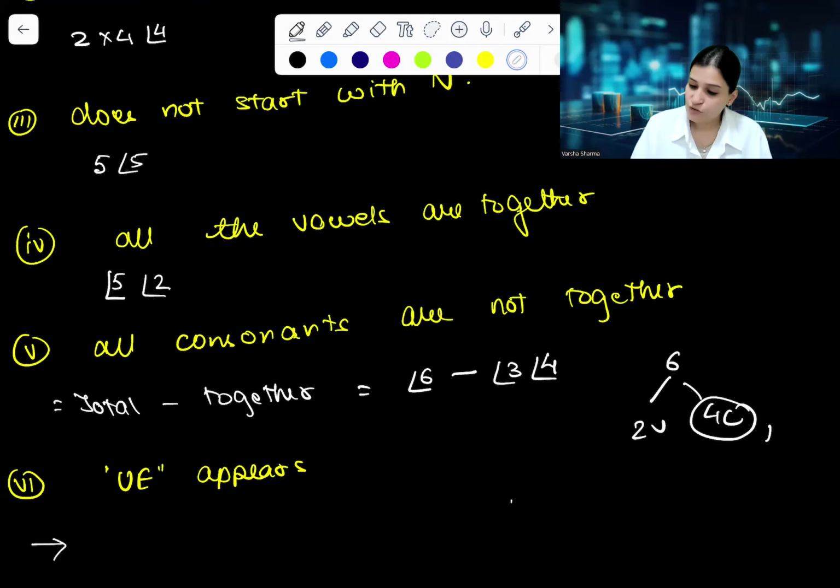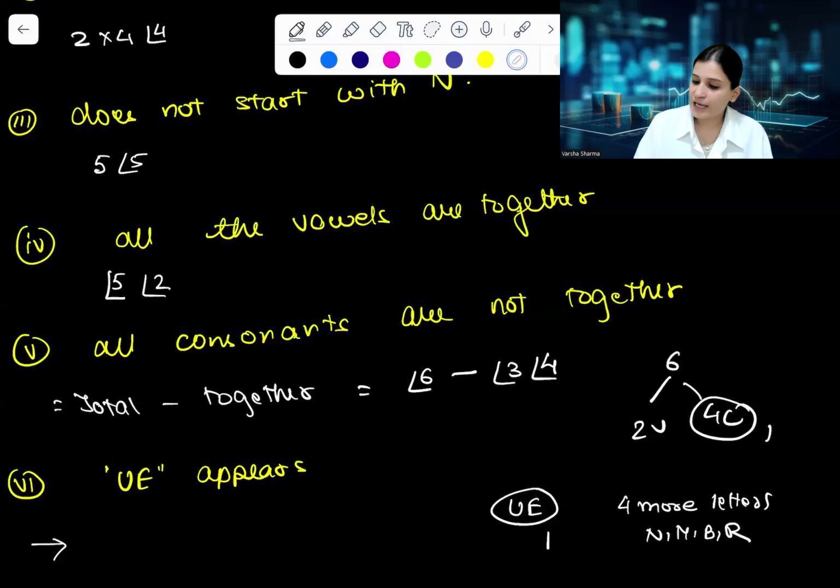UE appears. So UE will be formed as a bundle. After that, there are 4 more letters, N, M, B, R. So this bundle and these 4, total 5 letters. 5 letters can be arranged in 5 factorial ways. Then UE appears. So can I interchange the UE bundle? No, because as I said, I want UE. I don't want EU. So that arrangement is not allowed. Clear? Yes, ma'am.